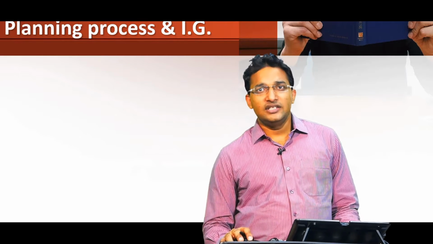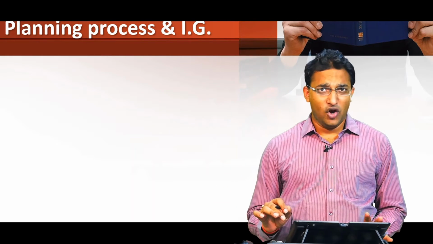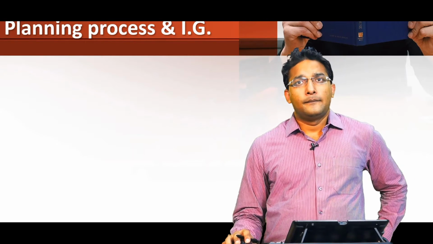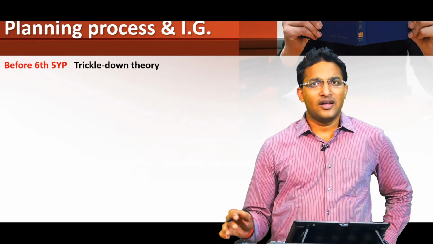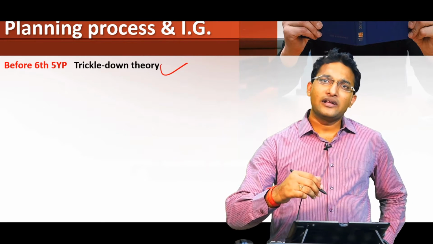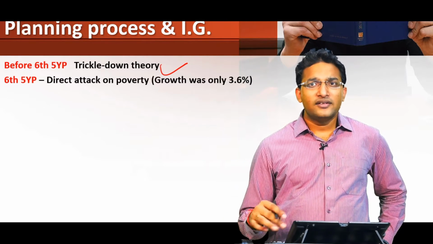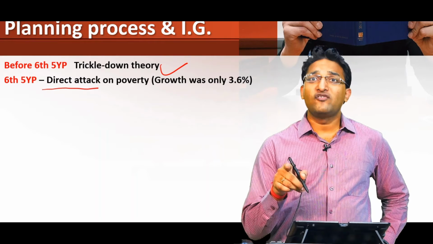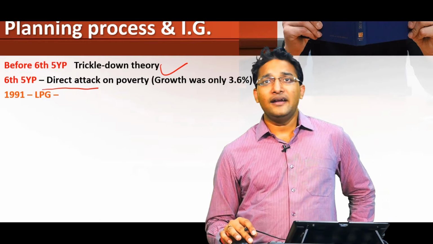Now, let us see the planning process and inclusive growth. What has been the strategy of the government during the planning process, and how has the government approached it? Till the 6th 5-year plan, we were following a trickle down approach only. We thought that if we focus upon growth, automatically the percolation will happen, but that did not happen. After the 6th 5-year plan, we worked on a direct attack on poverty, but the growth was very, very limited. Hindu rate of growth.